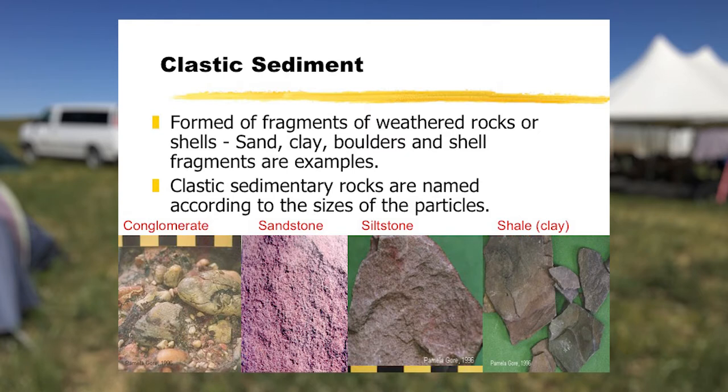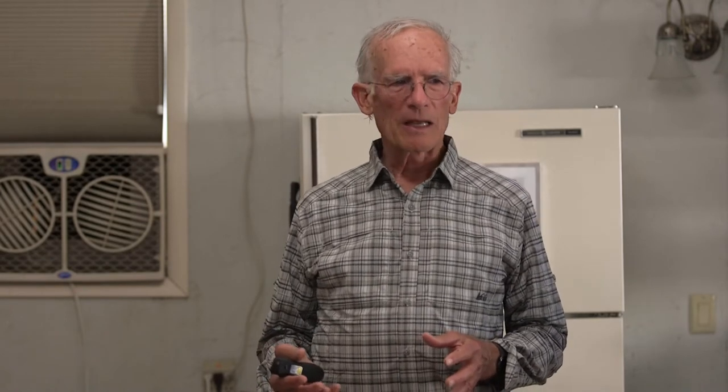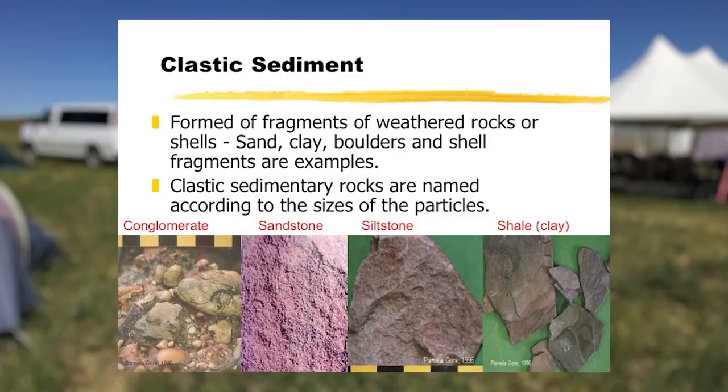If I had a room full of bowling balls, they'd be like boulder-sized clasts. But look at all the room in between those bowling balls. That's all going to be filled with finer stuff. So conglomerates typically are sandstones that have larger particles in them. Sandstones have smaller-sized particles, and then siltstones are smaller yet, and shale or claystone is smaller yet.